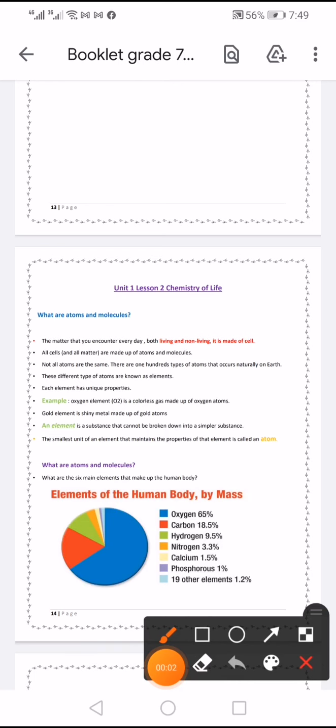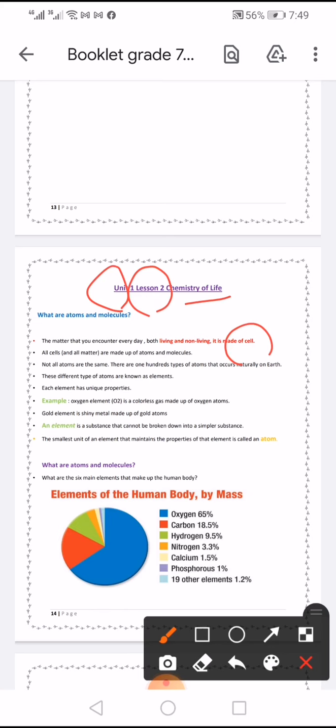Today we are going to take Unit 1, Lesson 2, Chemistry of Life. What are atoms and molecules? The matter that you encounter every day, both living and non-living things, is made of cells. So any matter around us is made up of cells. All cells, or all matter, are made up of atoms and molecules.